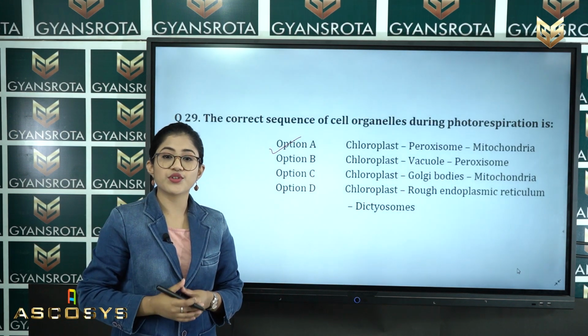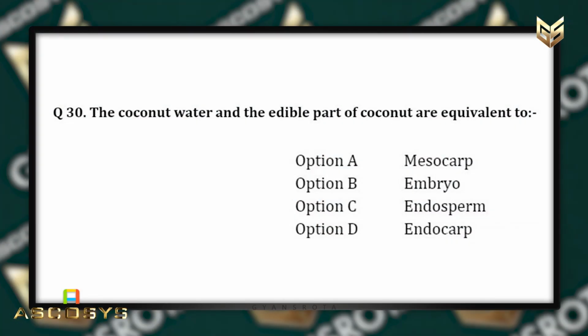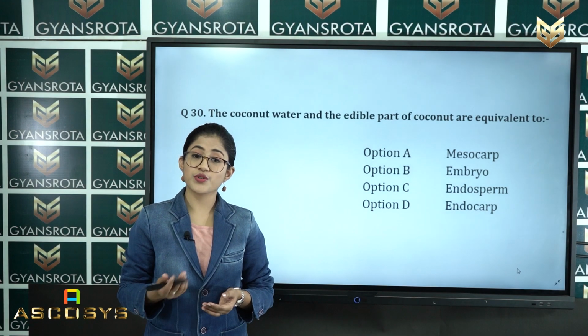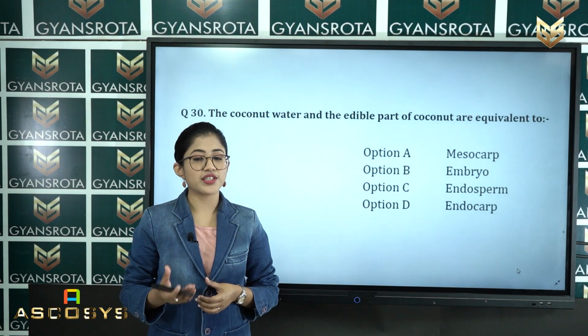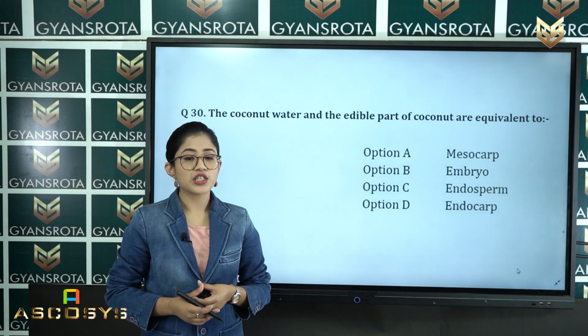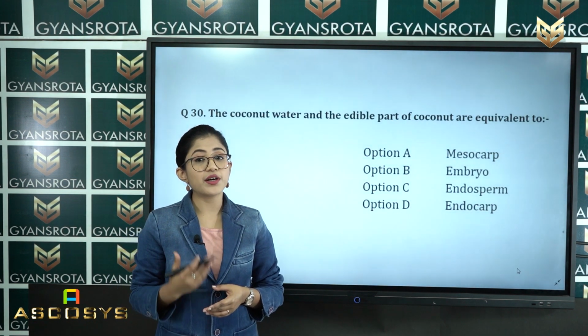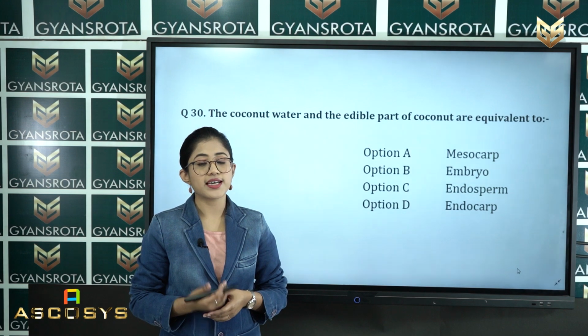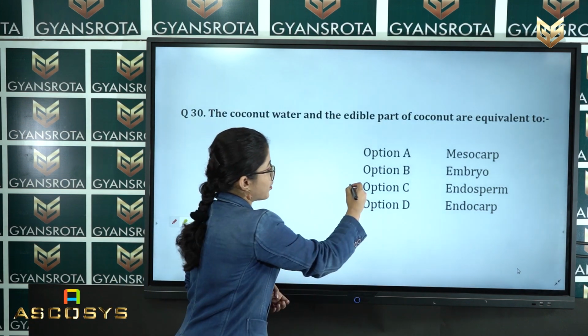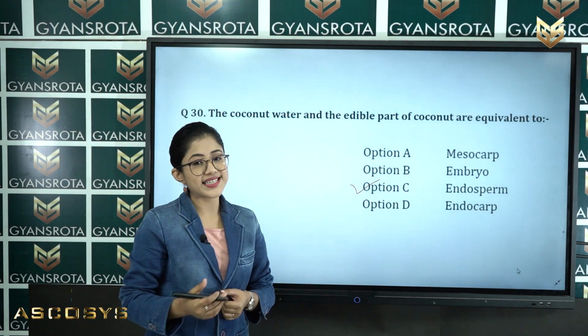Now, let us see the next question, that is question number 30. The coconut water and the edible part of coconut are equivalent to option number A, mesocarp, option number B, embryo, option number C, endosperm and option number D, endocarp. Student, this is from the chapter sexual reproduction in flowering plants. So, the coconut water and the edible part of coconut are equivalent to endosperm, that is in the option number C. So, option number C is the correct answer.